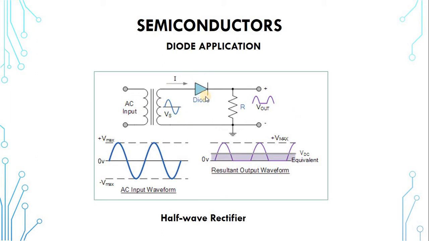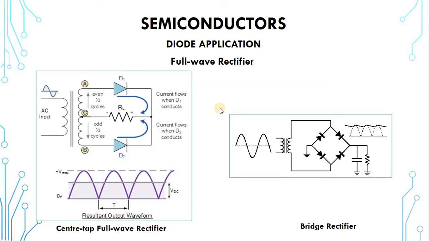So from here we move on to another step where we have a full wave rectifier. We have two types of full wave rectifier: the center tapped full wave rectifier, and the bridge rectifier. So we'll look at them one by one.